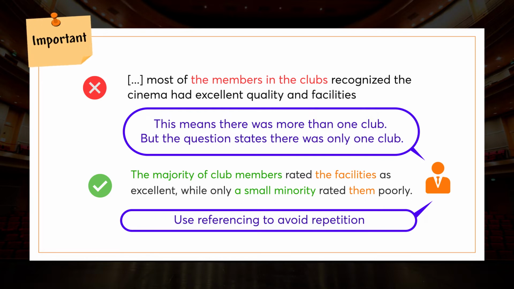Now we look here, what we've done, this small minority is referring back to this original noun phrase here. We don't have to keep repeating "while only a small minority of club members", we don't have to keep repeating this noun phrase. We can use referencing. And here's another example of referencing the facilities, and then we've used a pronoun here instead of having to repeat the noun again. And this helps us to avoid repetition.